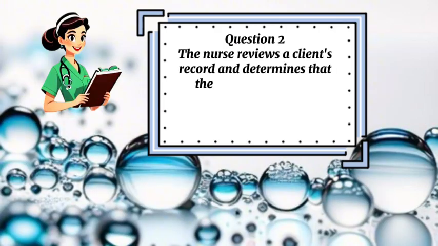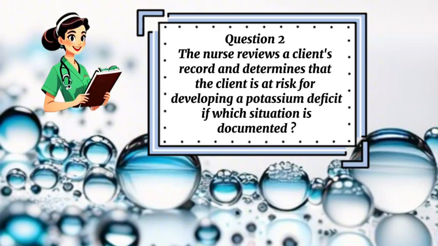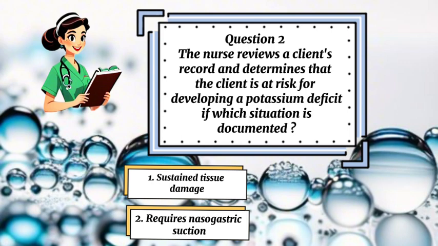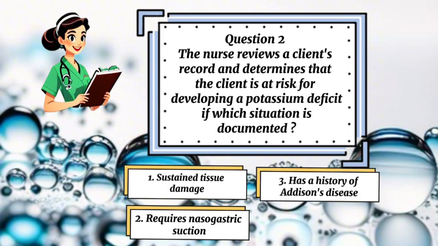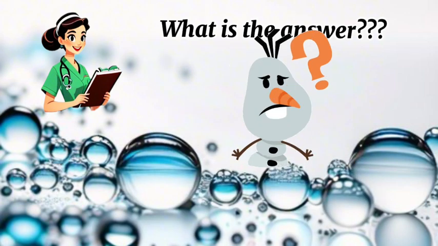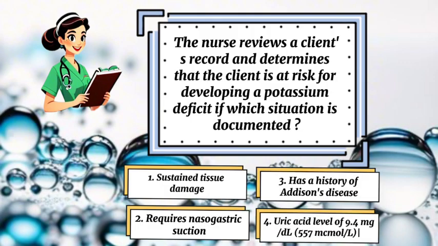Question 2. The nurse reviews a client's record and determines that the client is at risk for developing a potassium deficit if which situation is documented? 1. Sustained tissue damage. 2. Requires nasogastric suction. 3. Has a history of Addison's disease. 4. Uric acid level of 9.4 milligrams per dL. What is the answer? 2.